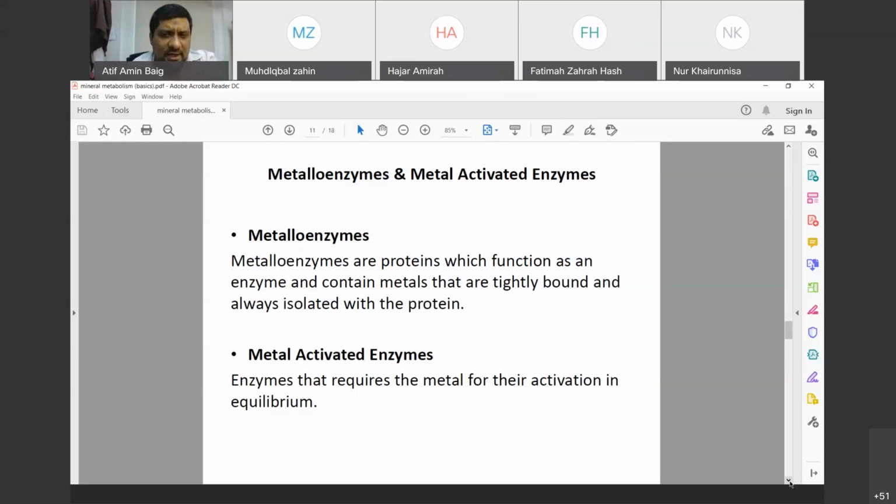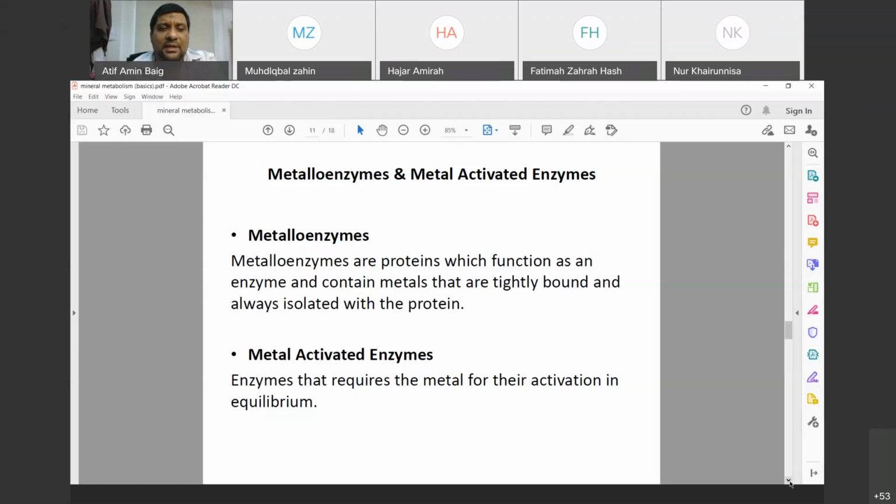If any enzyme or protein has a mineral integrally bound, where the mineral is part of its structure, and without that mineral the protein cannot be formed, then this kind of enzyme is called a metalloenzyme. Again, the protein needs a specific mineral as part of its structure. This protein is called a metalloenzyme.